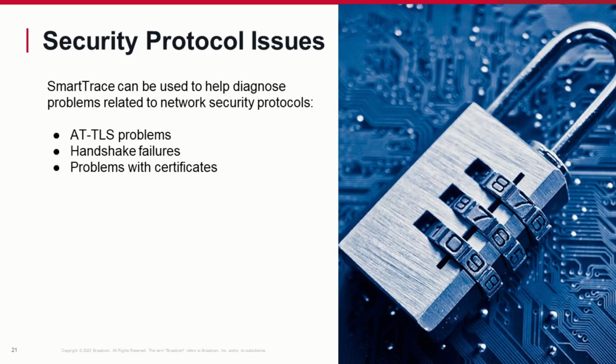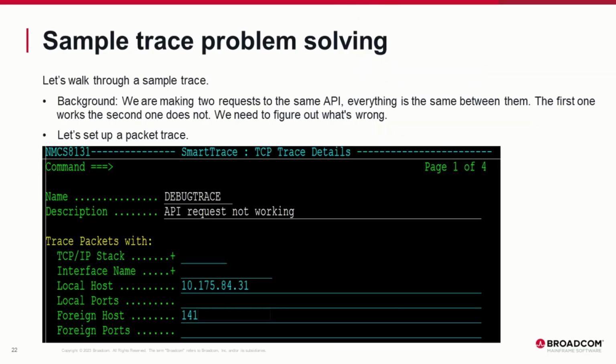So next, we're going to talk a bit about security protocol issues. SmartTrace, of course, can be used to debug security issues in your network. We're going to look at some ATTLS problems, some handshake failures, and then specifically problems with certificates as well. When it comes to security and SmartTrace, there's a whole lot of information and a whole lot we can do with it. I think it's best to walk through an example, though.